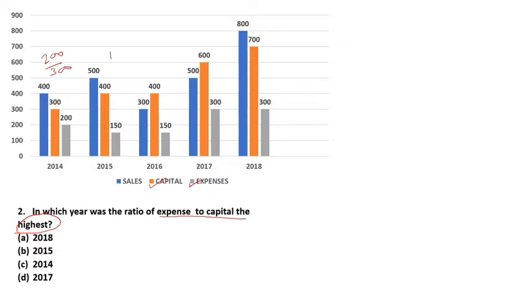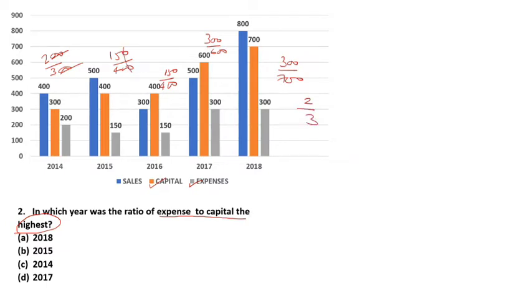Here it will be 150 by 400. Here again 150 by 400. Here it is 300 by 600. And in 2018 it is 300 by 700. If you cancel these two zeros, what will we get? Here you will get 2 by 3, the first one.